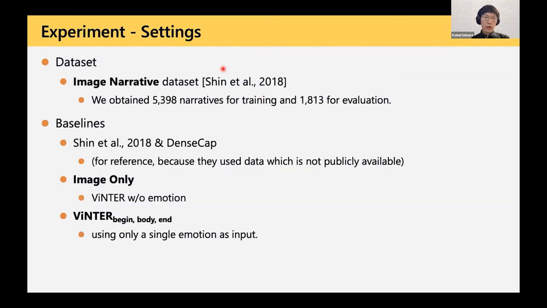From here, I'll describe our experiment. We used the image narrative dataset created by Singh et al. We used 5,398 narratives for training and the rest for validation. We compared our method with several baselines, including the existing method from Singh et al. and the DenseCap model. Also an image-only model, which is the same as our Pinter model but does not use emotions as input. Also, we tested several average methods, which use only a single emotion as the input.